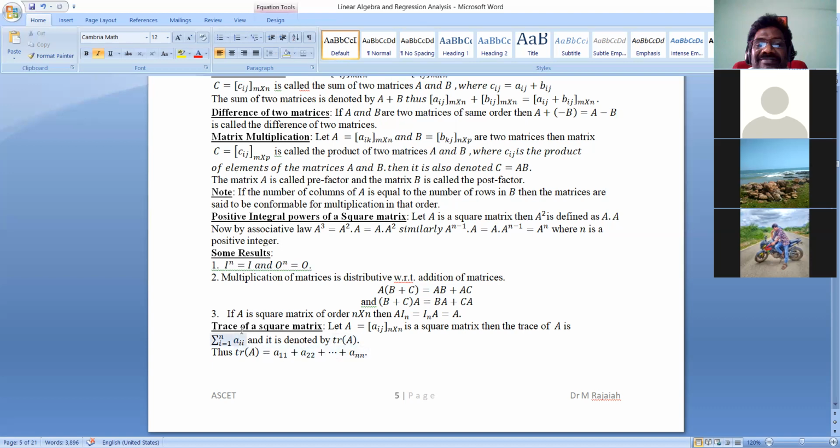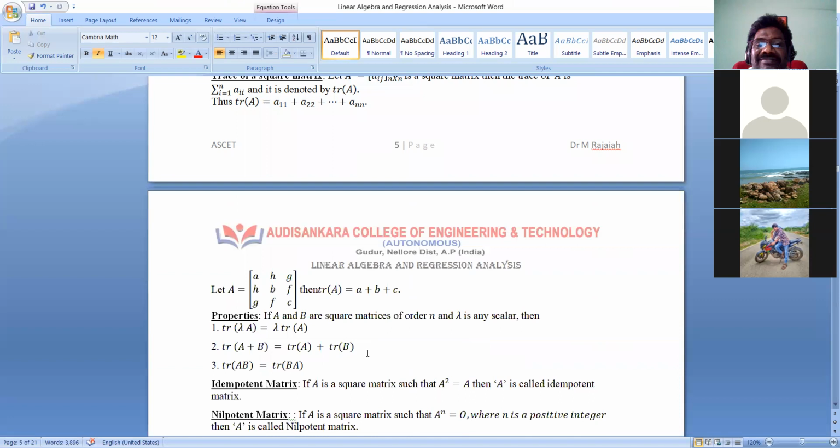Next, trace of a square matrix. The sum of the principal diagonal elements of a matrix is called the trace of a matrix, denoted by tr(A). If A is an n by n matrix, then the trace of A equals A11 plus A22 plus A33 and so on, plus Ann. This is called the trace of a matrix.